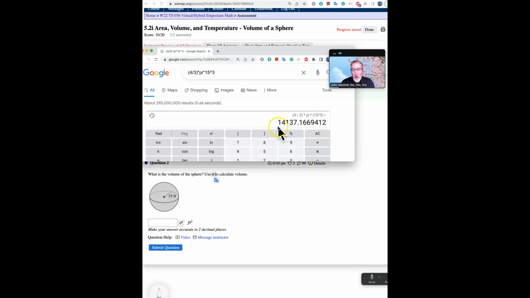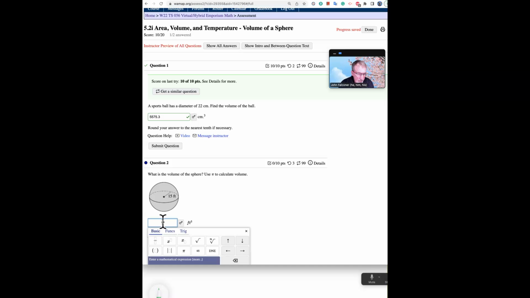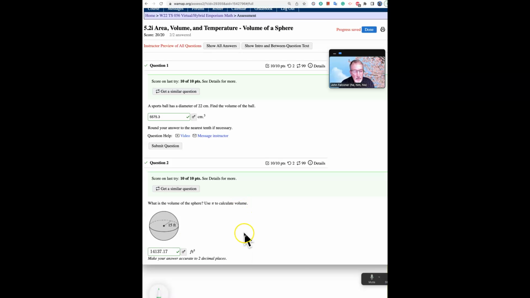So copy this number out, 14,137 and 166 thousandths, and we're going to round that to hundredths, right? So right here I wrote it out, 166 thousandths. We're looking at the 6, and next to it is a number that is 5 or greater. So this underlined number goes up by 1, which makes it 7. So our final answer is 14,137 and 17 hundredths. So let's put that in and see how we did. All right, fingers crossed. Awesome.